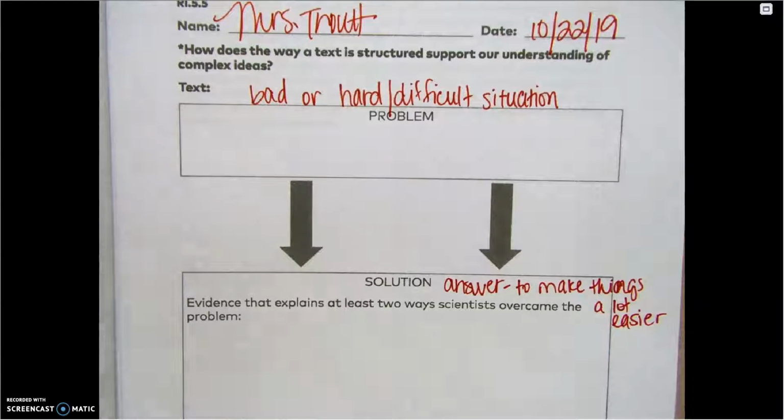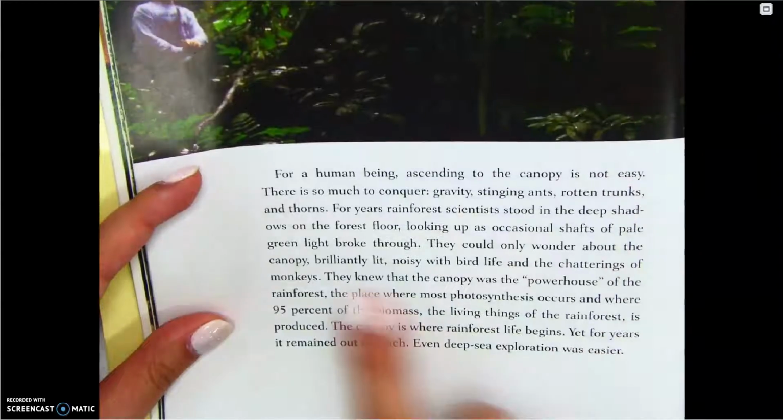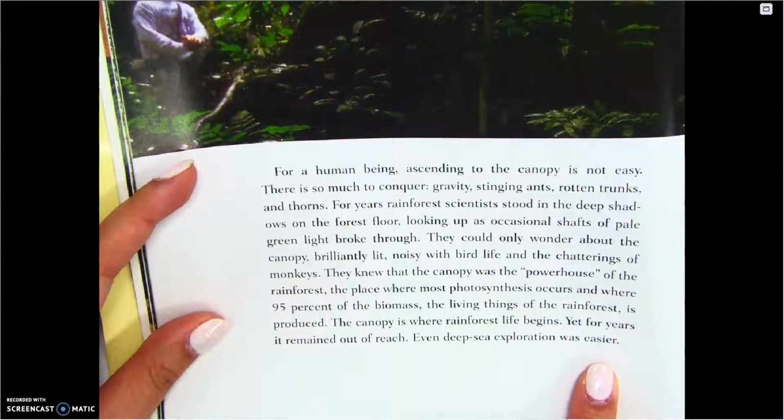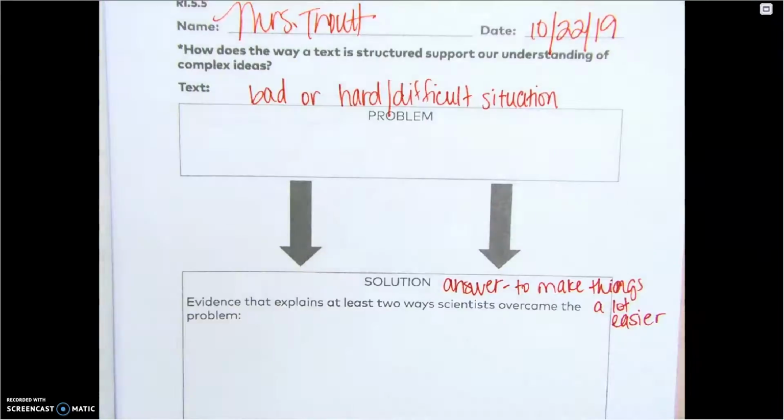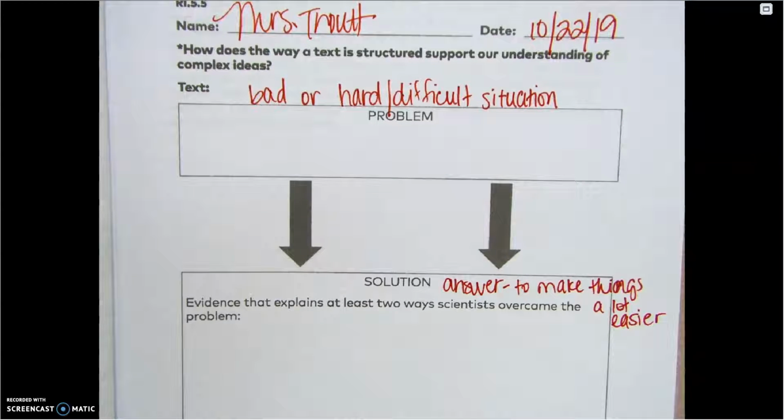Okay. So now we're going to identify a problem first in our text, and then we're going to come up with our solution. So we just got through reading pages 9 through 10. And since we're close readers, we're going to read one more time. I want you to look at page 9. It starts with for and ends with easier. I want you to identify the problem of this page. Once you have identified it, raise your hand.